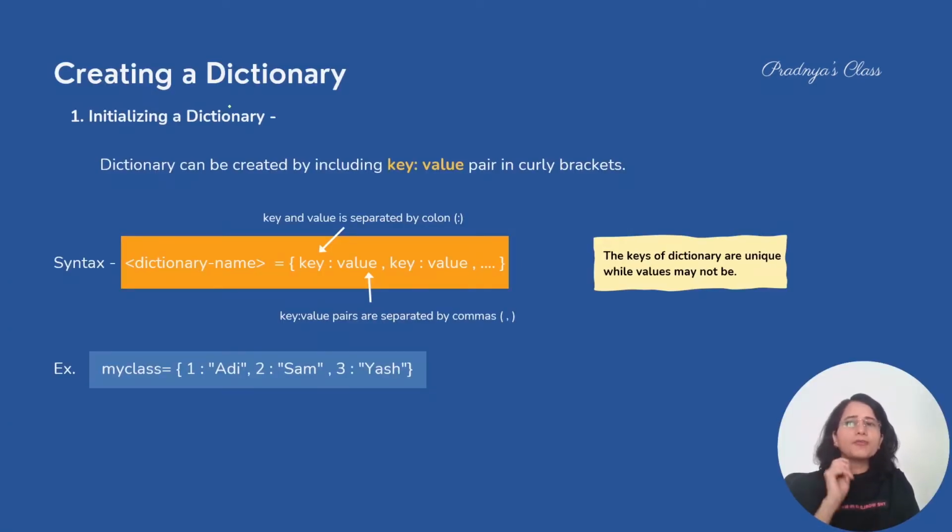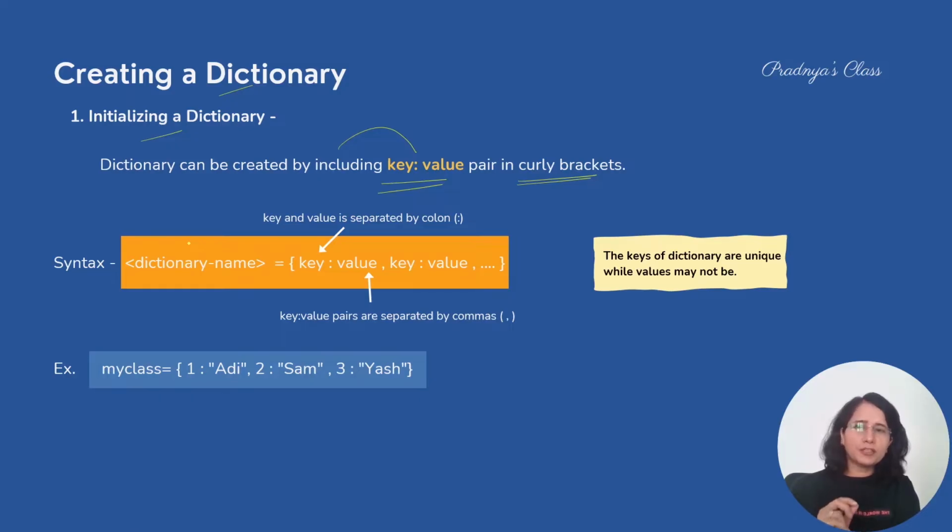Now let's study how to create a dictionary. There are different ways to create a dictionary, so one by one we will study. The first way is initialization. A dictionary can be created by including key value pairs in the curly brackets. So here is the syntax.